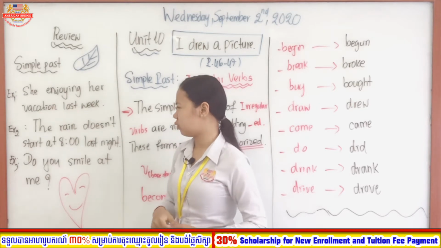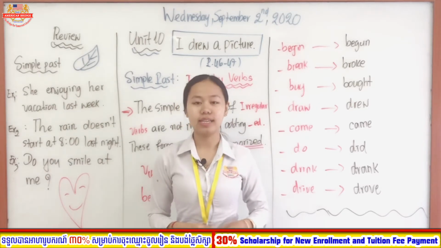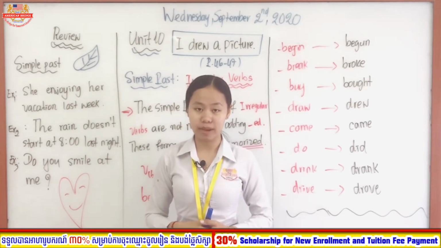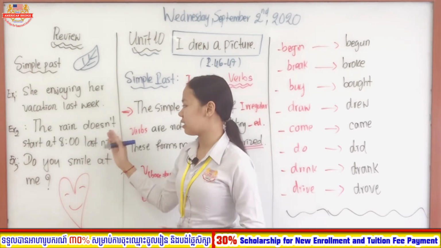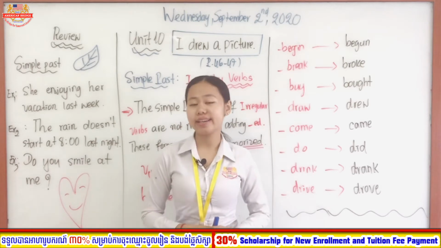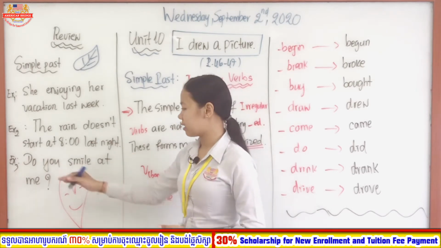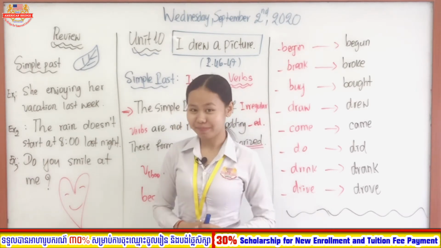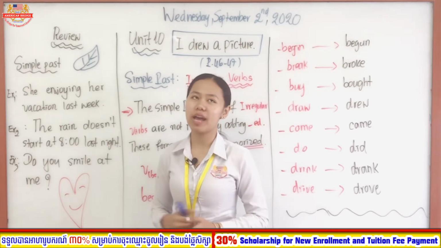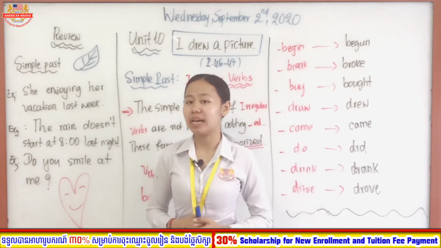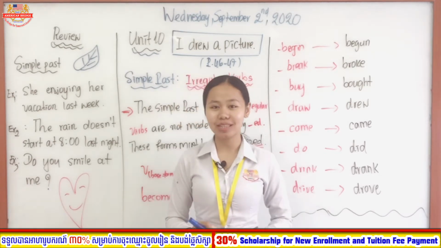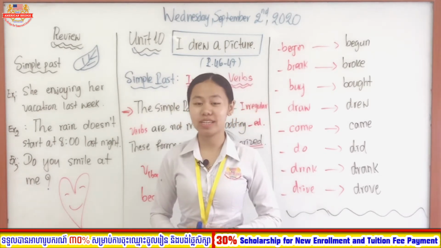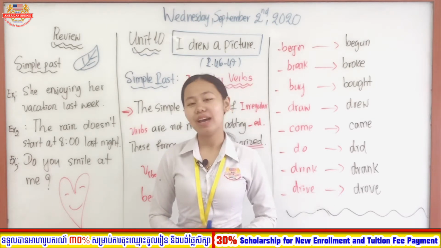Example 1, she enjoying her vacation last week. So how could you change it into the past simple, and what is an error here, right? And number 2, the rain doesn't start at 8 last night. And last one, do you smile at me? So teacher believes you already learned about the forms in the simple past as well as the regular verb in the simple past, right? Teacher gives all of you 2 minutes to think a little bit, and after that we will take the answers all together. So now let's go.